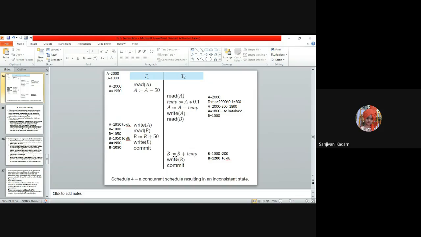So T2 has already read a value from the database. It has already made a local copy of B in its own execution space in the main memory, and hence it uses the same variable for further computation. After computation, it performs changes to the database. Yes, the write B operation is performed, but before writing, T2 had read the value from the database.